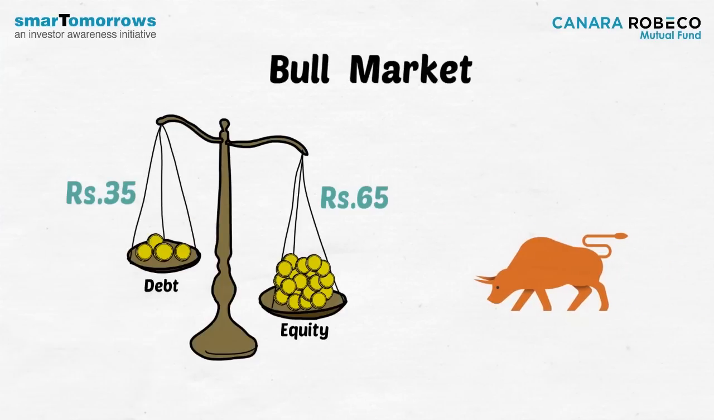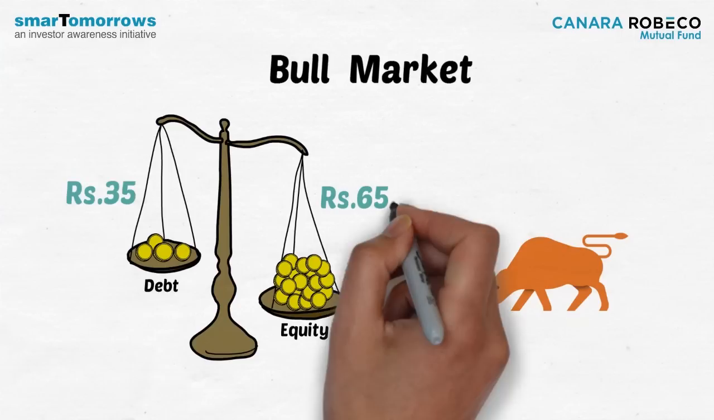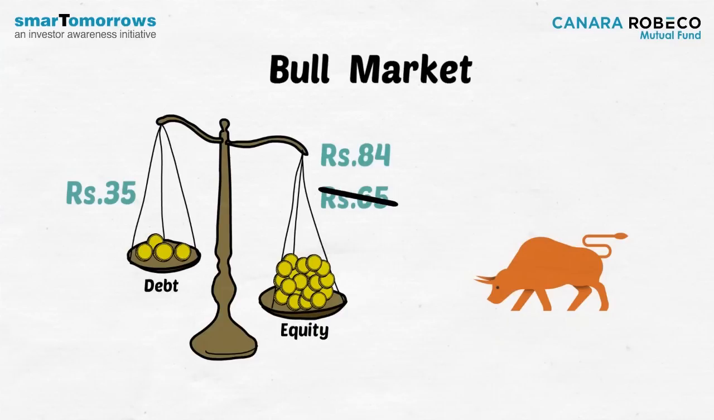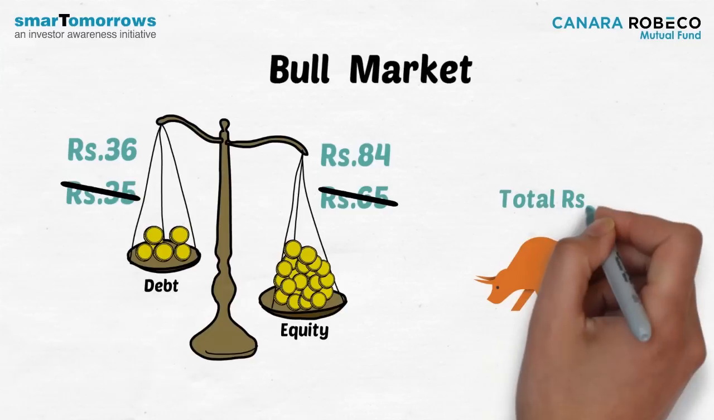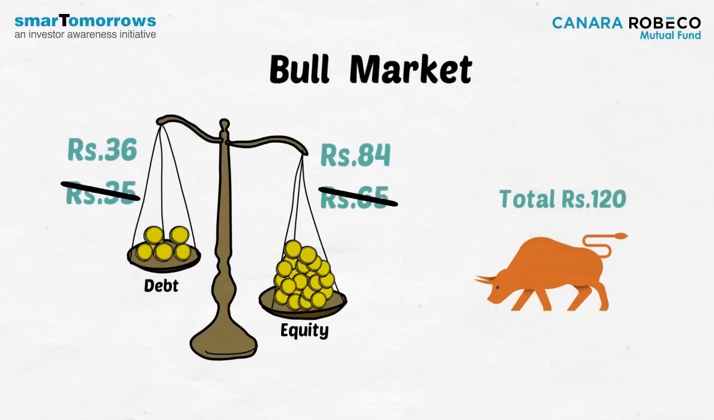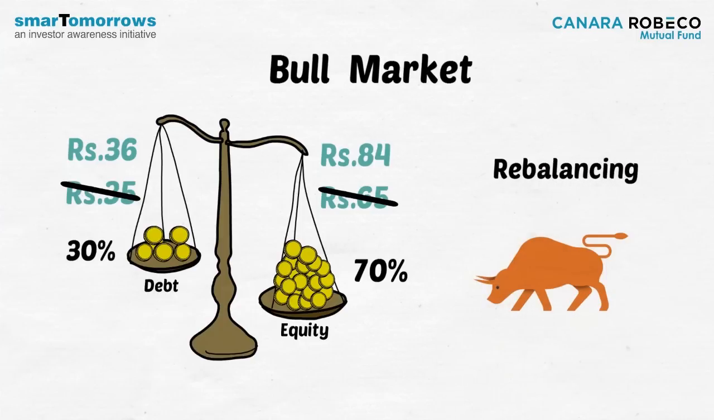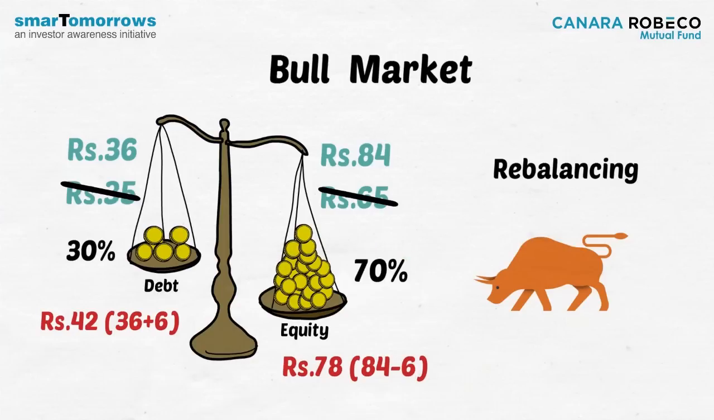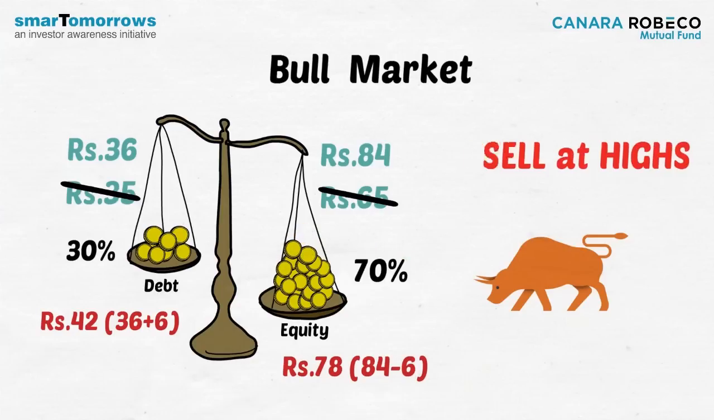When the equity market does well, say the value of equity investments moves from ₹65 to ₹84 and debt investments to ₹36. So now the total investment value becomes 120, and we see that the allocation to equity has increased to 70% and debt reduced to 30%. The fund is rebalanced and brought back to 65% equity and 35% debt. Profits are booked in equity and the proceeds are invested in debt to rebalance.